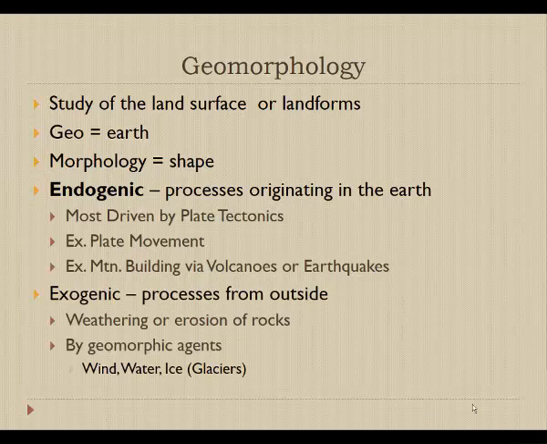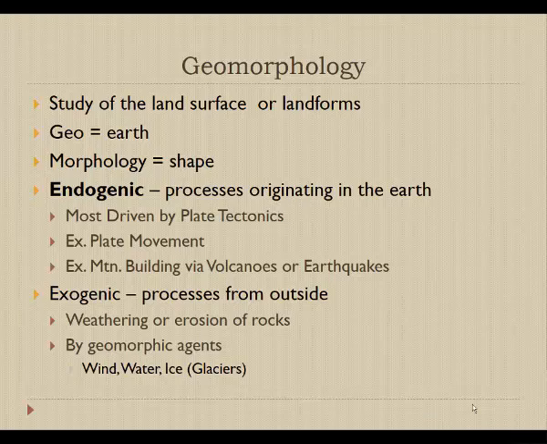In addition, we have processes that we call exogenic processes, so exo being outside, and these are processes that can change landforms, but they originate from forces outside the solid Earth surface. So usually these are processes related to the atmosphere and to water that might be moving around through the atmosphere or on the ground. And there's a term, weathering, that we use to describe the breakdown of rocks and geological material over time from wind, from water, etc.